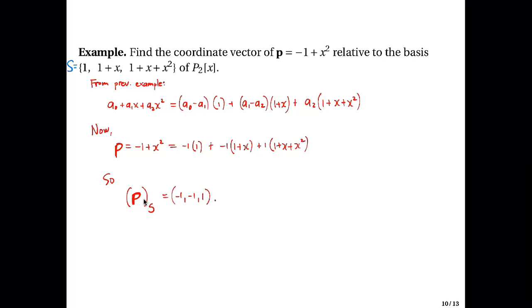So, coordinates relative to a basis. Of course, if you have the standard basis for your P2, the coordinates will just be the coefficients of 1, x, and x squared. That becomes your coordinate in the standard basis. You have a different basis here, so the coordinates are possibly different. In fact, it is different here.